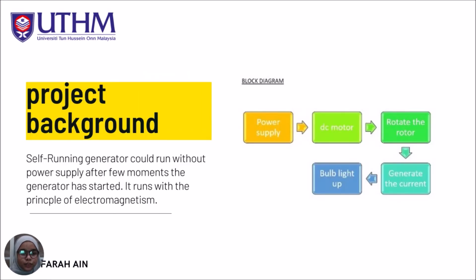So for project background, our project is a self-running generator that could run without power supply. After a few moments, the generator has started. It runs with the principle of electromagnetism. This is the brief picture of the block diagram. It consists of power supply, DC motor, rotate the motor, generate the current, and also bulb light up.